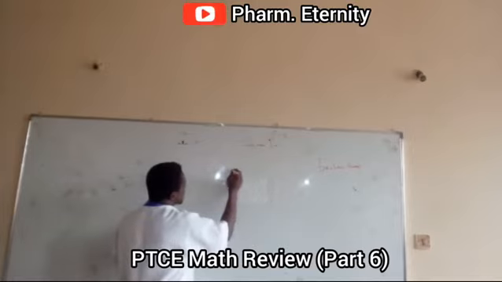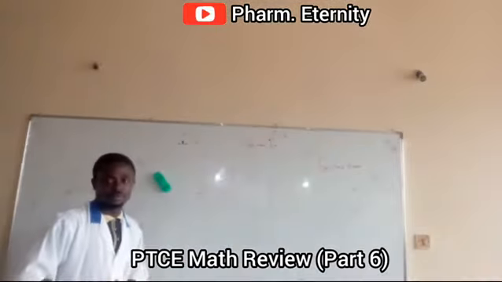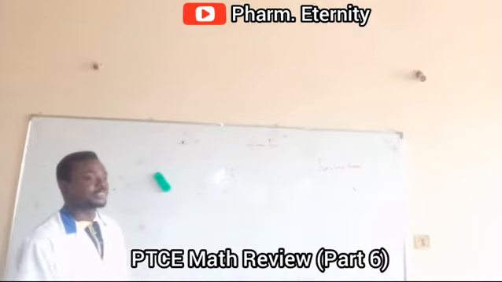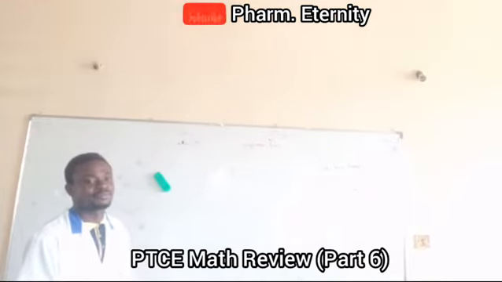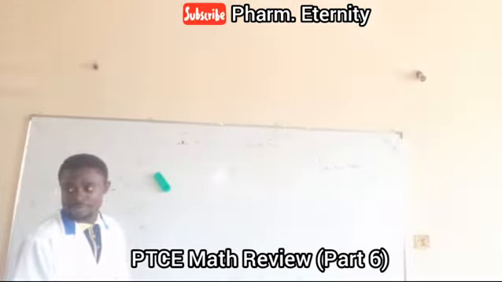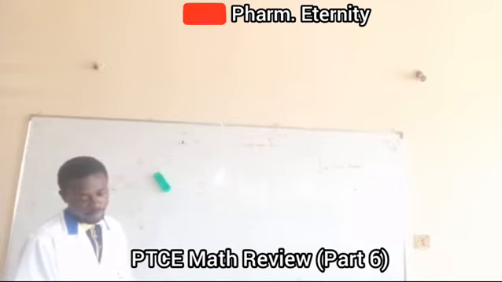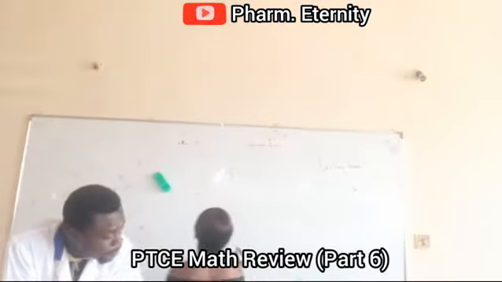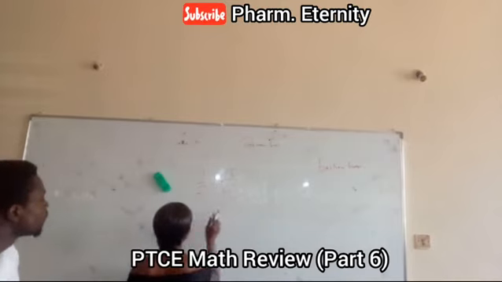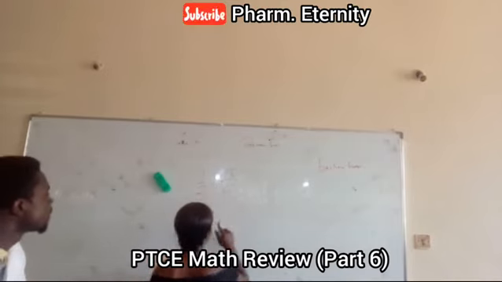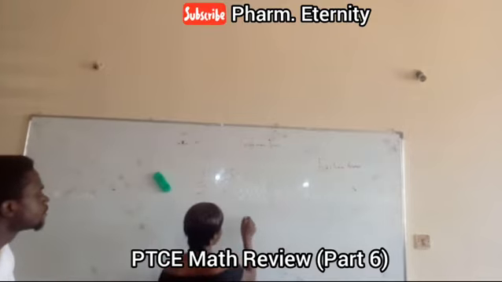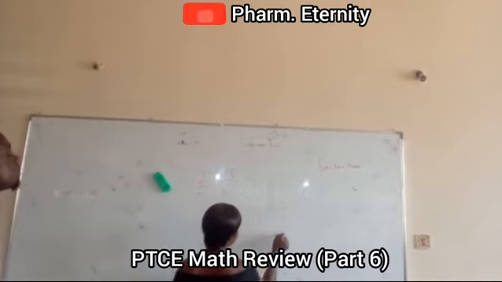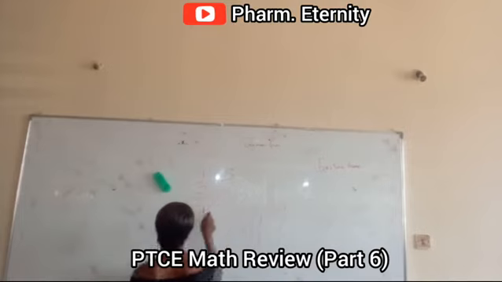1 over 2 times 3 over 4. Who can do it for us? I want another person now. Also, no time. Start coming out. Tell us what you are solving. We are solving multiplication. Then you find the LCM of 2 and 4. 2 goes to this, 1 goes to this. So the LCM is 4.